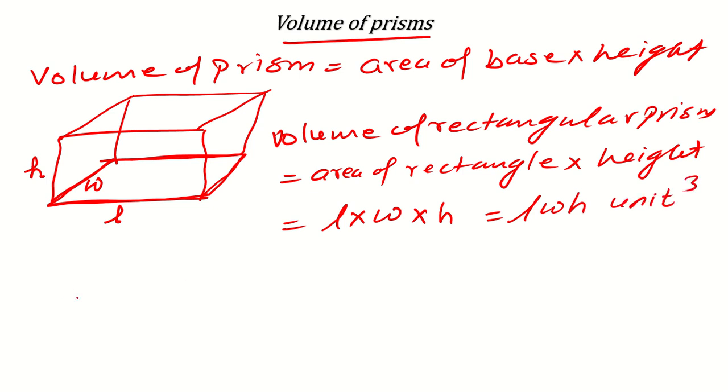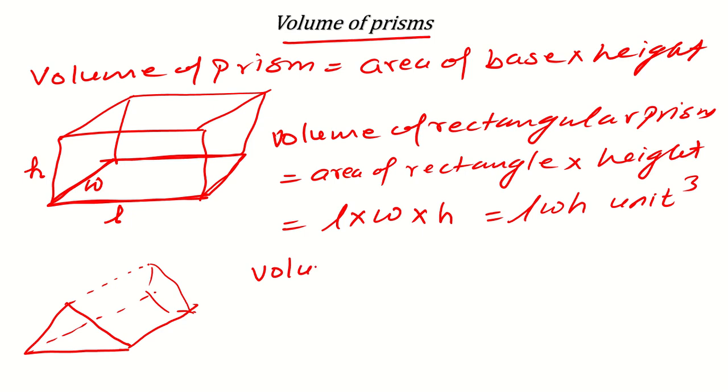Now similarly, if you have a triangular prism, it looks like this. You have a triangle and it goes to the back side, here also it goes, and then you join it. I'm sorry for that, I'm not that good at drawing. So what will be the volume of the triangular prism? The formula is the same. Volume of triangular prism is equal to area of triangle, because this time the base is a triangle. The name of the prism is given with the name of the base.